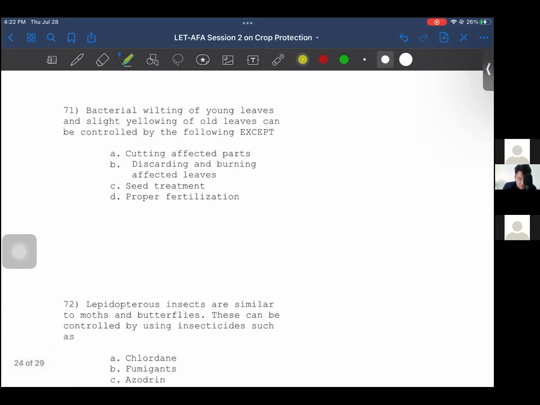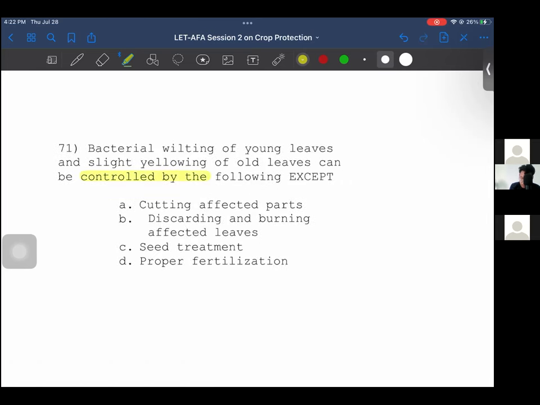Ayan. 71, bacterial wilting of young leaves and slight yellowing of old leaves can be controlled by the following except. Control. Again, young leaves, yellowing, ganyan. So we are looking for a control method that you can do immediately kapag nandun na siya. And among these choices, kaya mo bang gawin ang cutting affected plants? Yes. Discarding and burning affected leaves? Yes, kaya mo gawin yan.